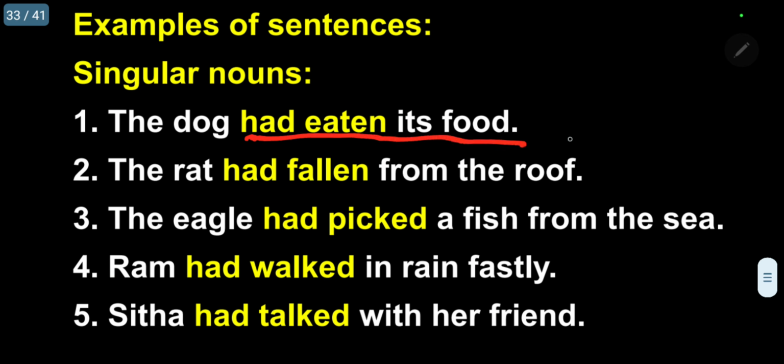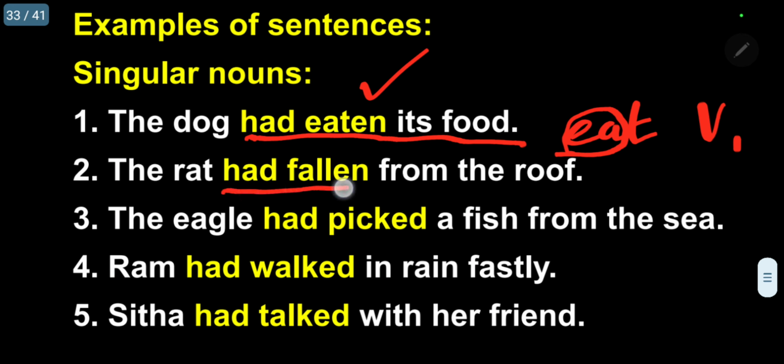Please follow, the verb eat is the normal verb, V1. Here we are not doubling the T because two vowels are coming. So this rule is obeyed. Whenever there are two vowels, the double T will not come. The rat had fallen. See, it is different from adding ed. It's a different past participle. Fallen from the roof.